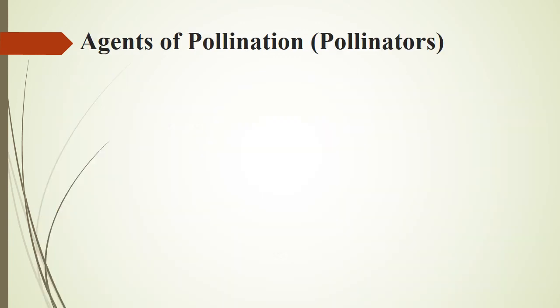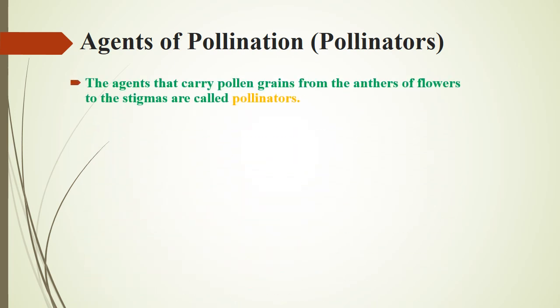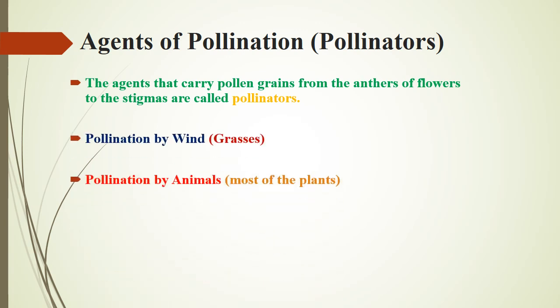Next one is agents of pollination or pollinators. Dear students, the agents that carry pollen grains from the anthers of flowers to the stigmas are called pollinators. Wind, insects, birds and bats, etc. are a few pollinators. So the pollination takes place by wind, by animals and by water.